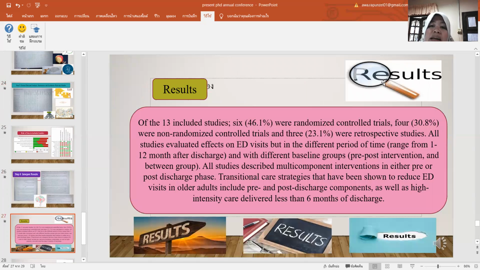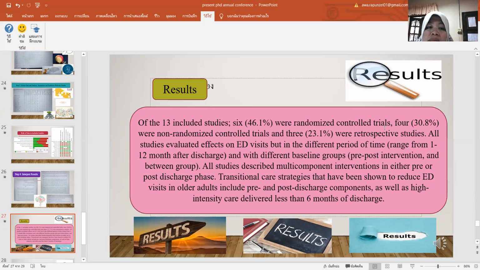The result of the study is 13 included studies. 6, around 46.1%, were randomized control trials. 4 studies, 30.8%, were non-randomized trials, and only 3 were other study designs.